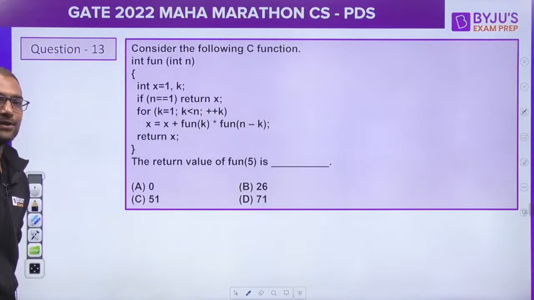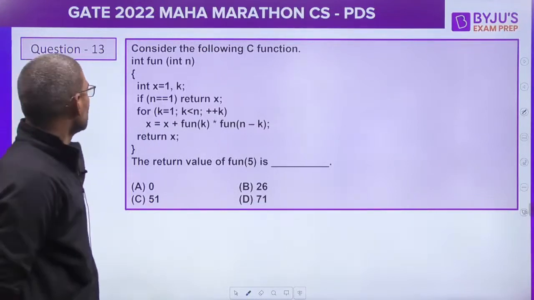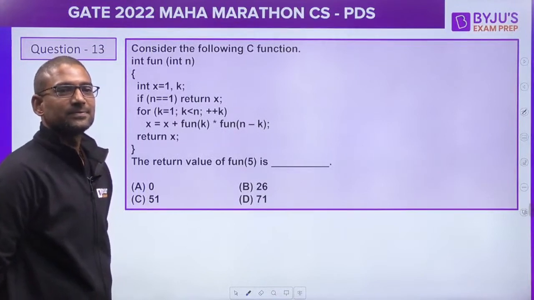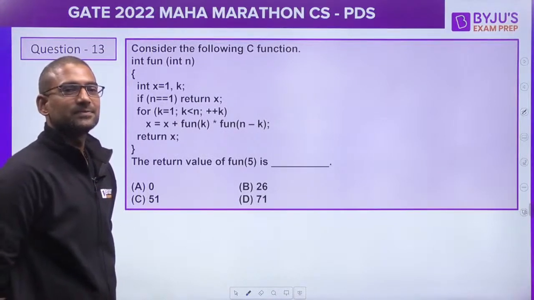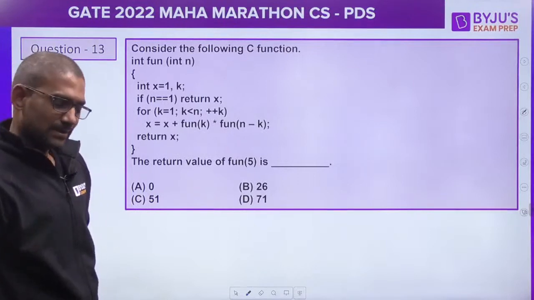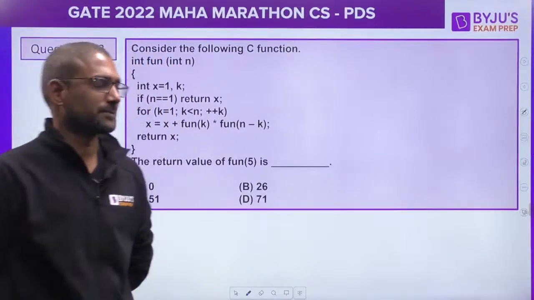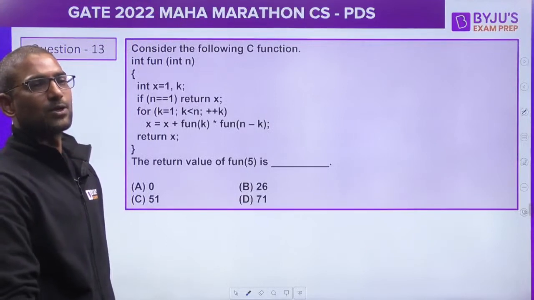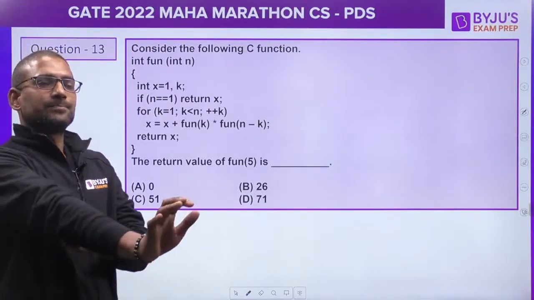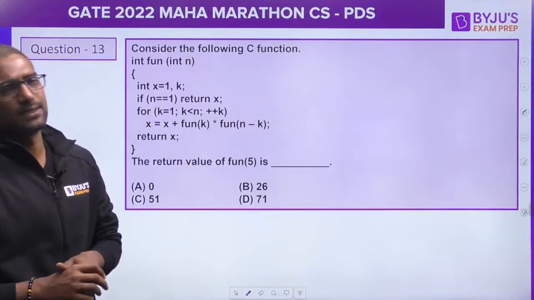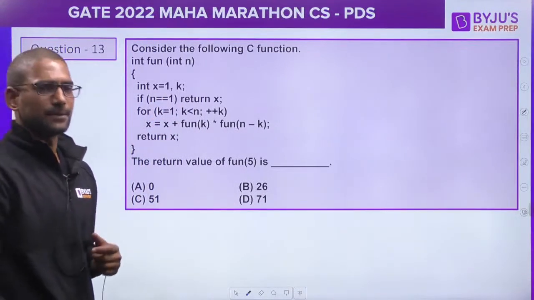Consider the following C function. The return value of fun of 5 is... Virendra, in the GATE exam or in competitive exams, in these kinds of objective type questions, you can consider that the prototype declaration is done.